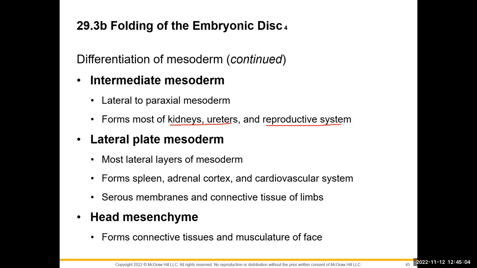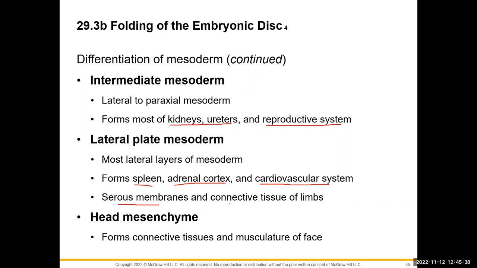And then finally, most lateral to that is going to be the lateral plate mesoderm, and that is going to develop our spleen, the adrenal cortex, and our cardiovascular system here. And then also, you're going to see formation of serous membranes from that tissue layer. And now we're going to see when our limb development occurs, the connective tissue of our limbs will be found or derived from that lateral plate mesoderm.